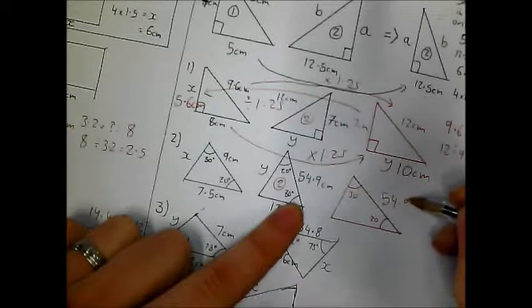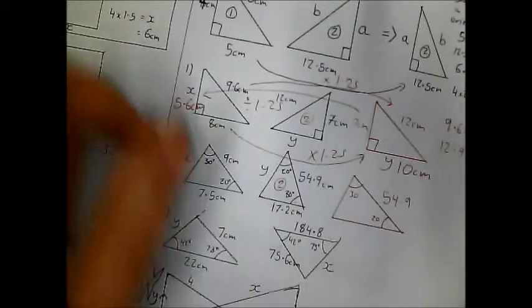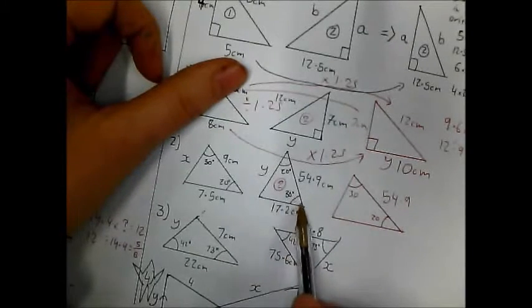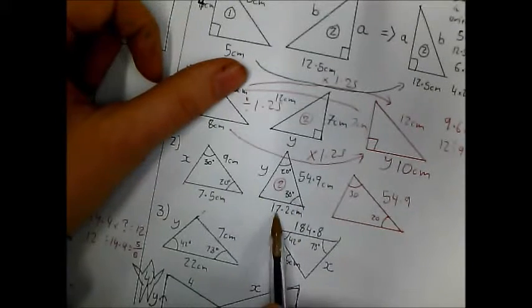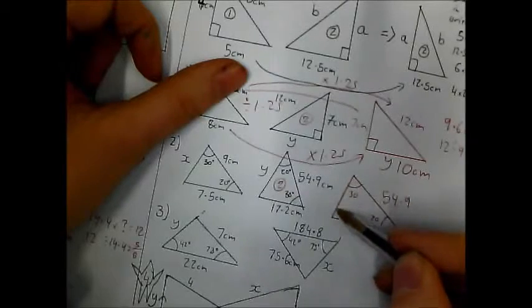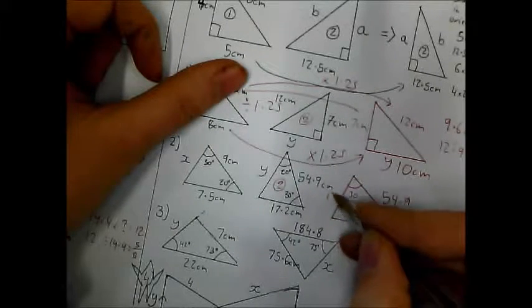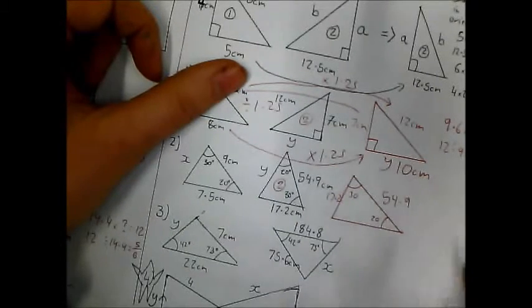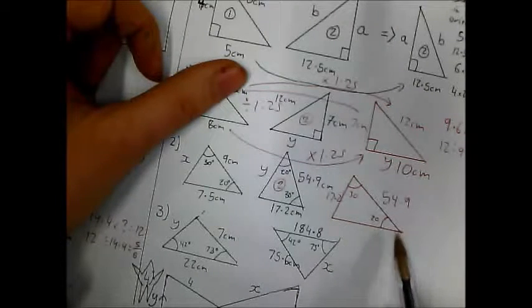Okay, the line touching a 30-degree angle and the other one is 17.2. So this is the 30-degree angle and the other missing angle, so that's 17.2. And then finally, this remaining side is the one touching the 20-degree angle, that's y.